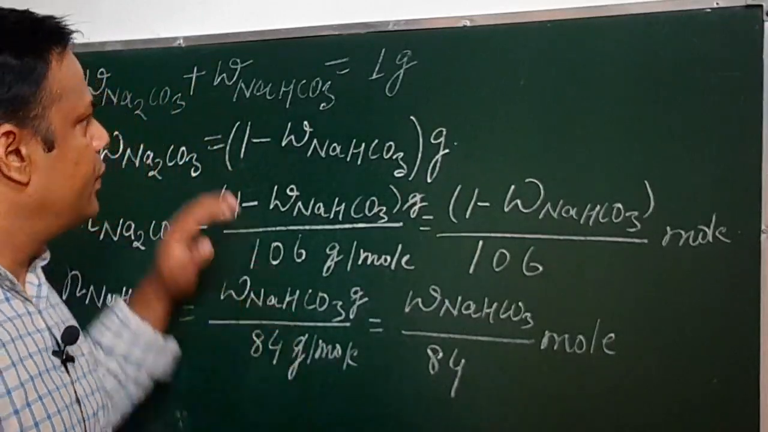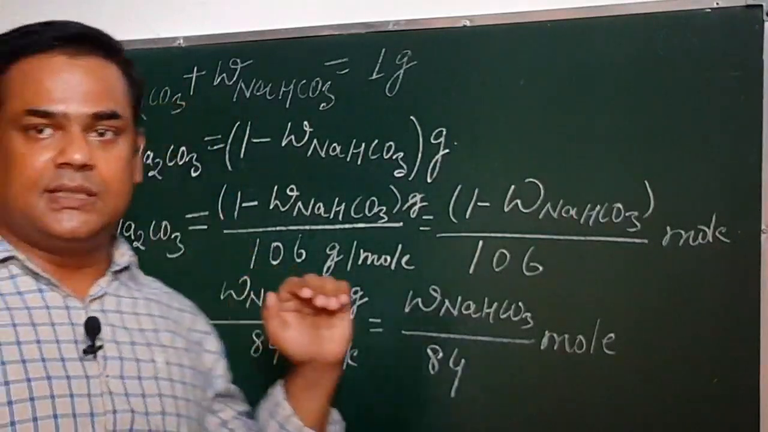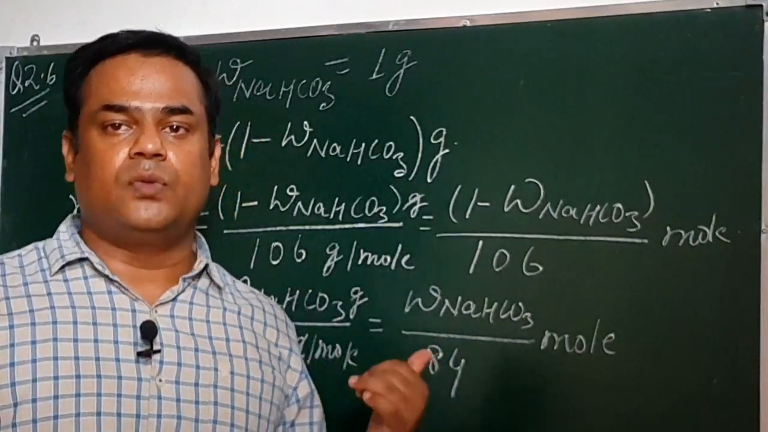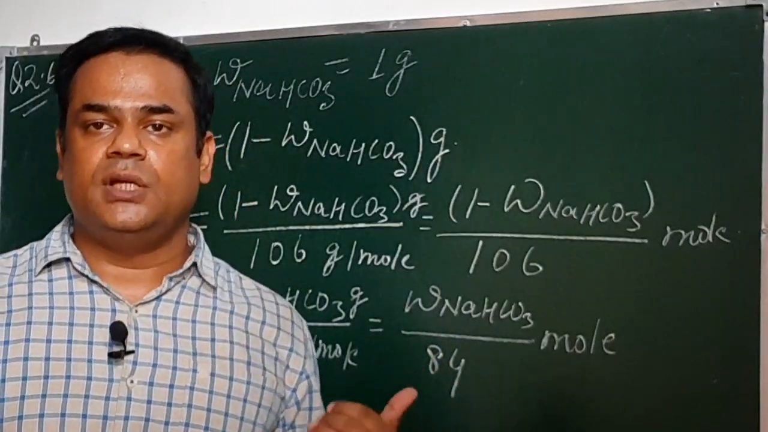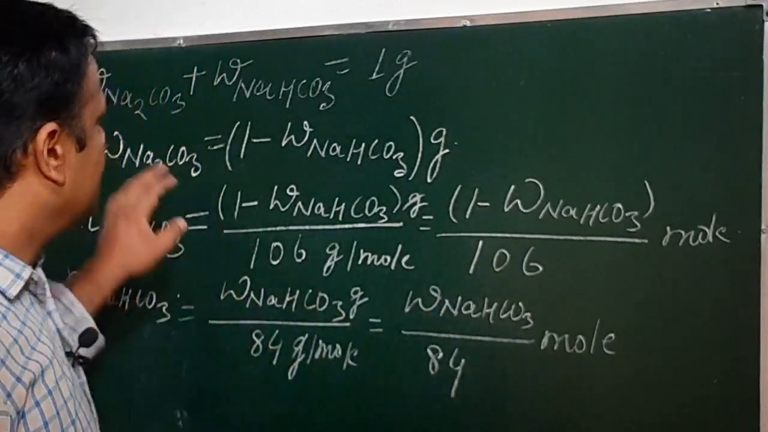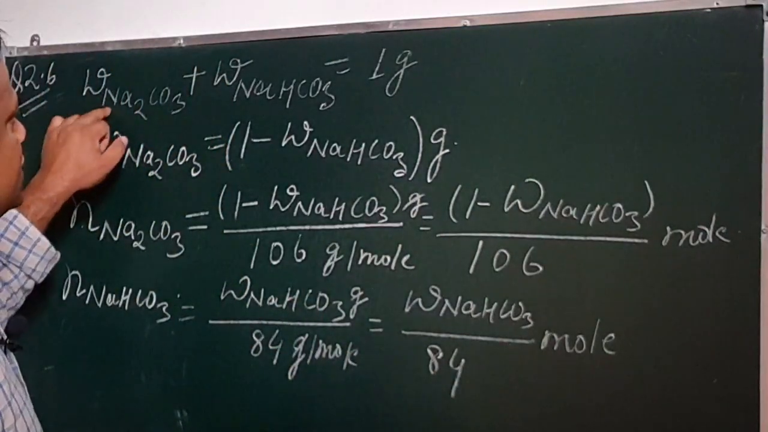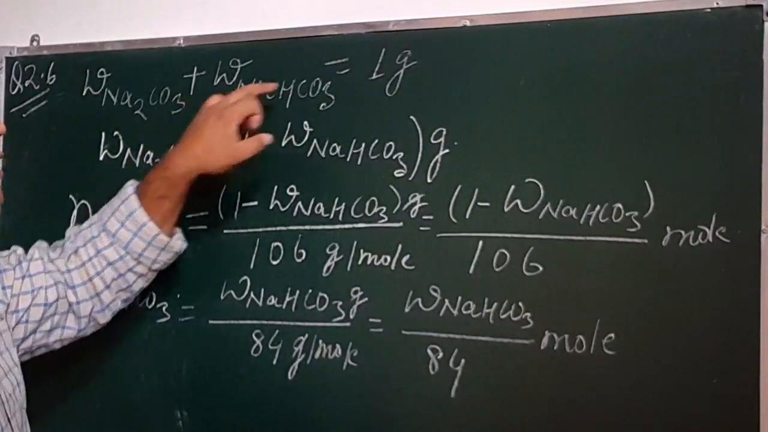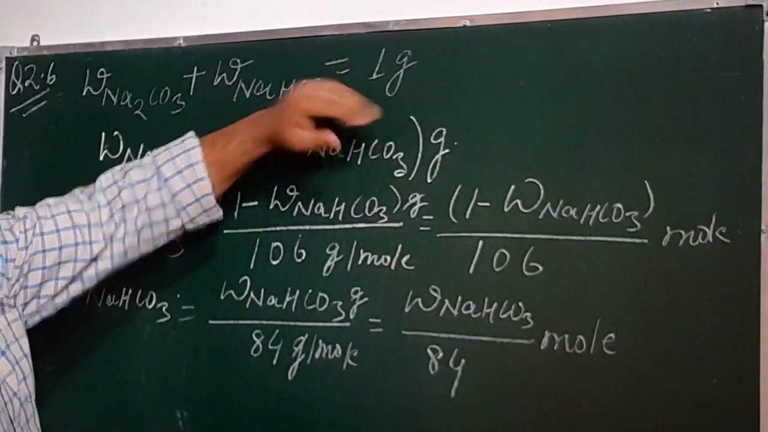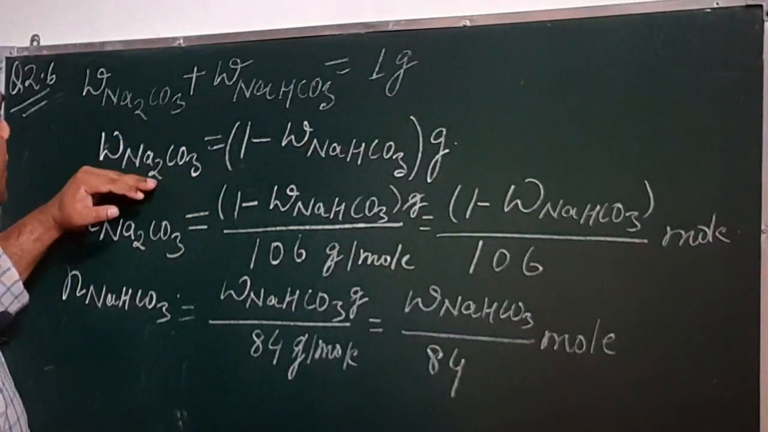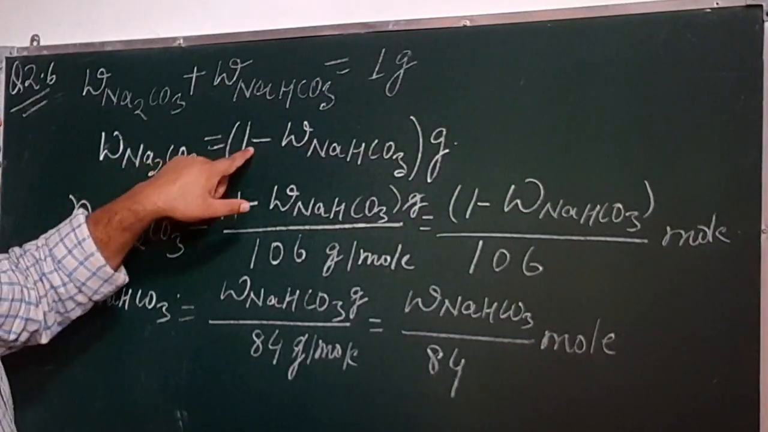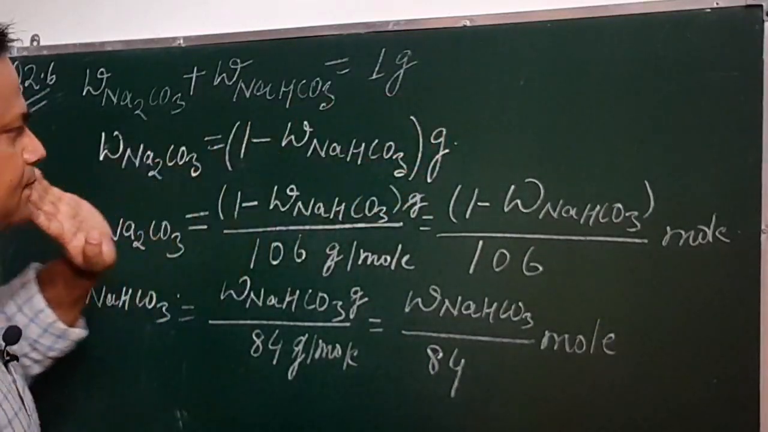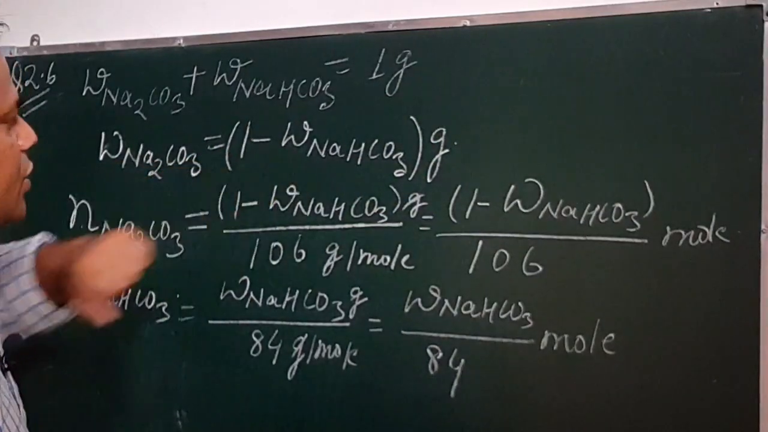So to calculate the volume of HCl required, we first have to calculate the number of moles of each component of the mixture, that is Na2CO3 and NaHCO3. For that, we know that it is given in this question that mass of Na2CO3 plus mass of NaHCO3 is equal to 1 gram. This is the mass of the mixture. Then obviously the mass of Na2CO3 will be equal to 1 minus the mass of NaHCO3 in gram. This is the mass of Na2CO3.